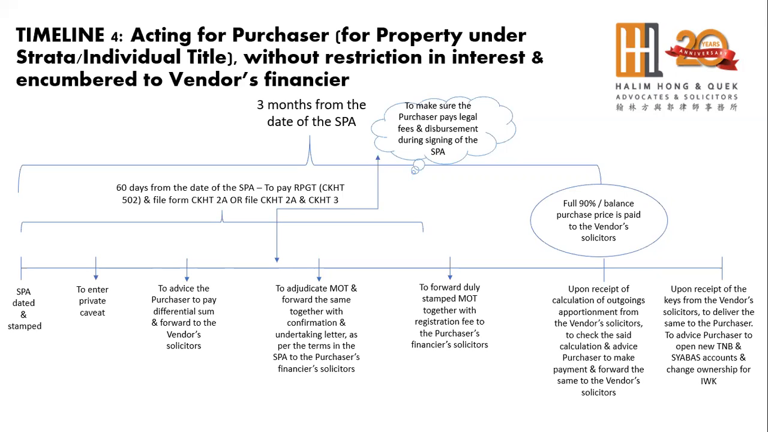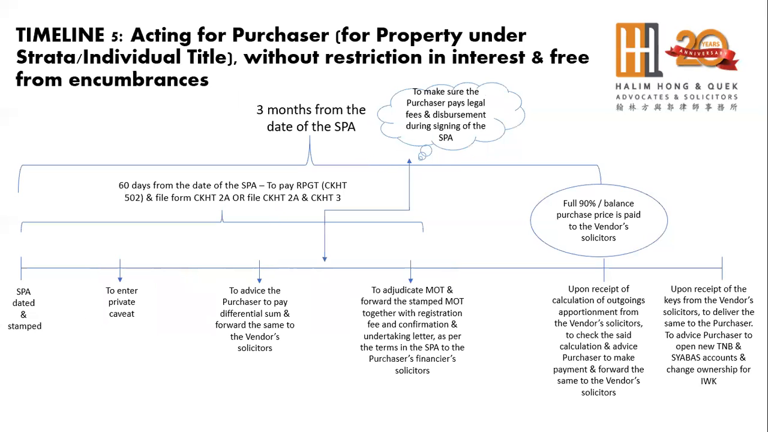So, okay, once the loan sum, right, i.e. the 90% balance purchase price is paid, then vendor lawyer will send to you the calculation. So you have to check. So after you check, you have to advise your client to pay. So after your client pay, you will get the keys, then you can pass to your client, and then you have to advise your client to open new TNB Shabas account and to change ownership for Indawata as well. Okay. And then the other one is free from encumbrances. So this is very straightforward.